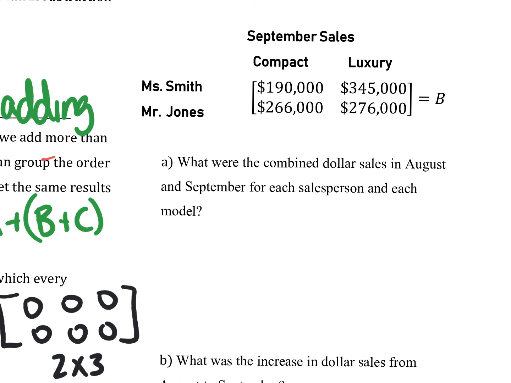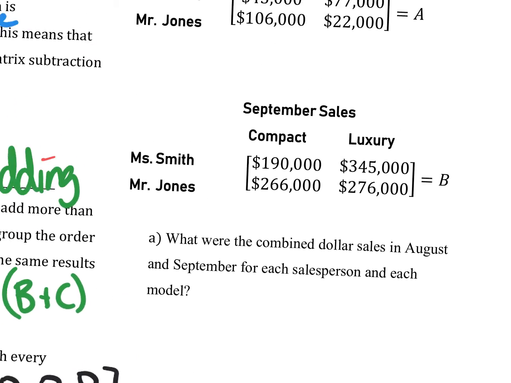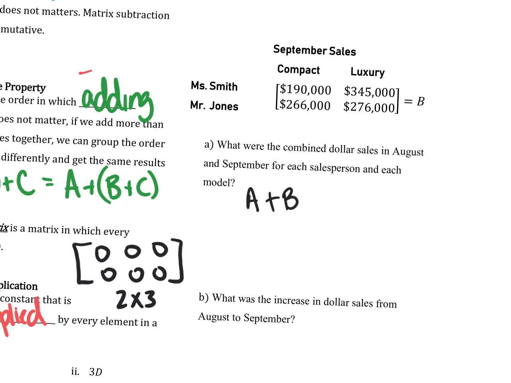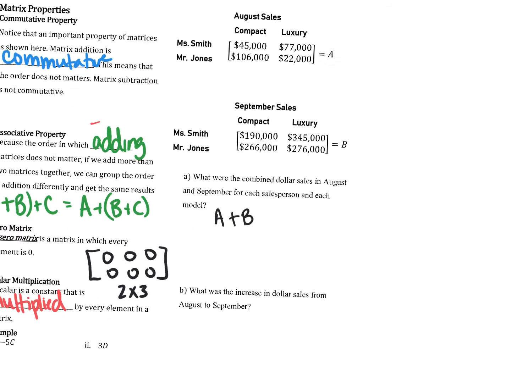So what were the combined dollar sales in August and September for each salesperson and each model? How would I find that? What I'm asking you to find. If I want the combined dollar sales, I'm asking you to add them up, right? So I want to add up matrix A plus B. That's what I'm asking you to find. So I'm going to add these up.